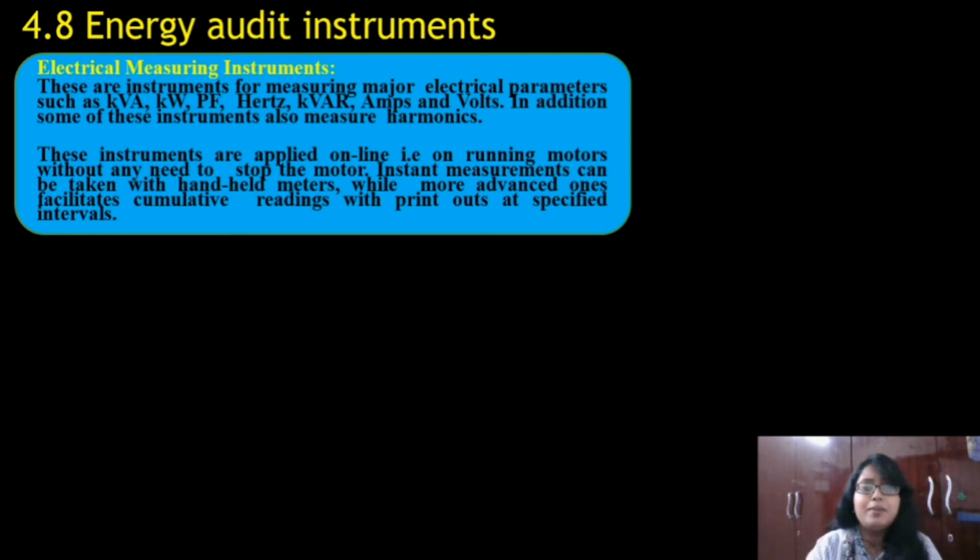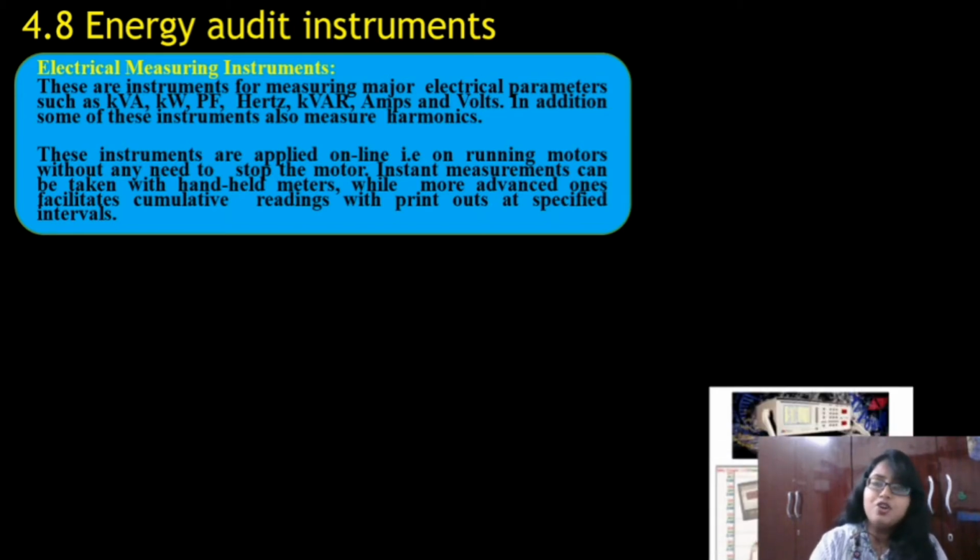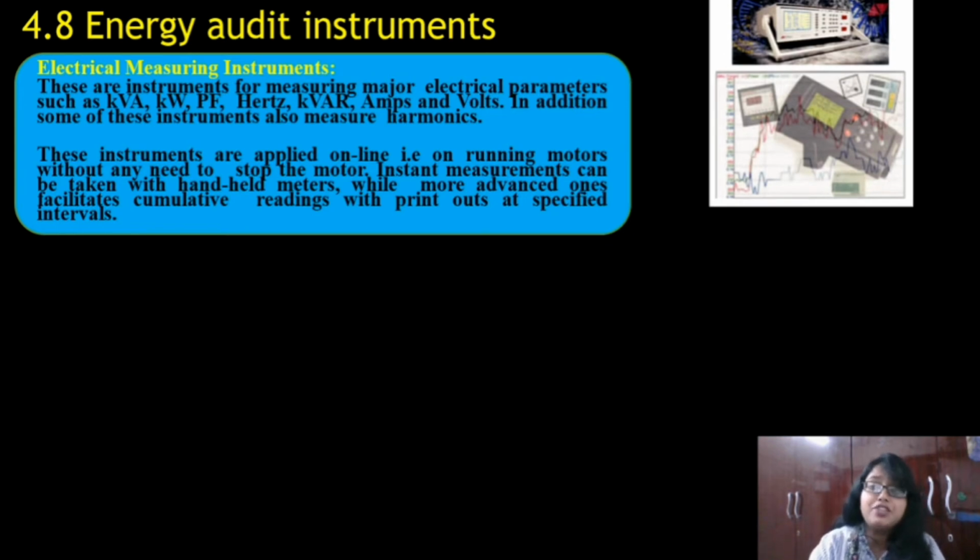So these instruments could be applied online also on running motors. That is, without stopping the motor, you can use these meters. Instant measurements could be taken, and you have to properly document all these readings and take printouts of it for a specified interval of time. So you have different electrical measuring instruments being used in energy audit.